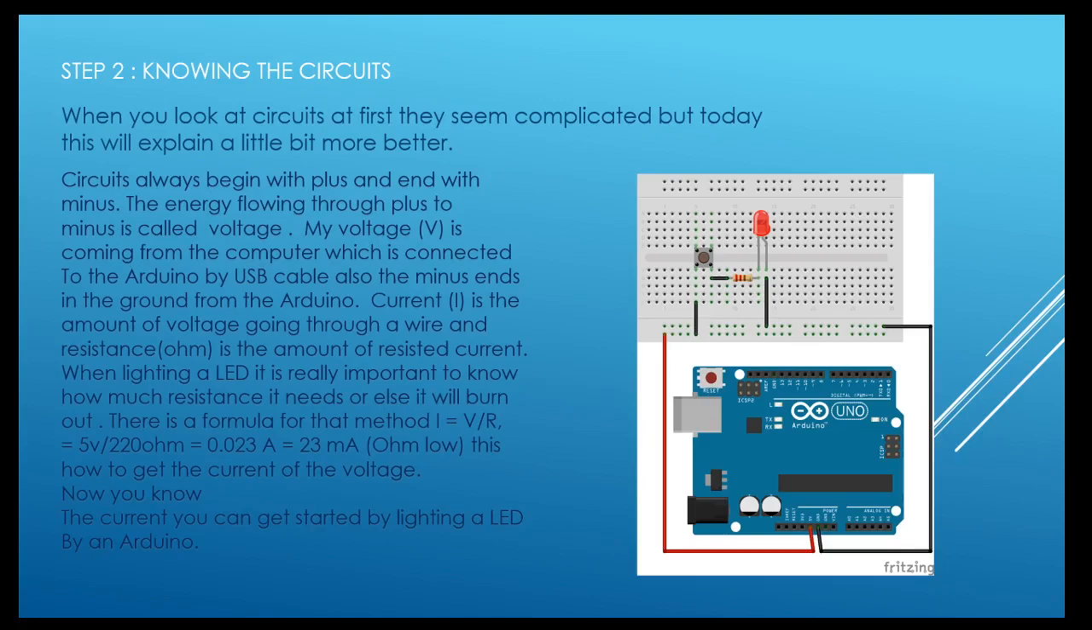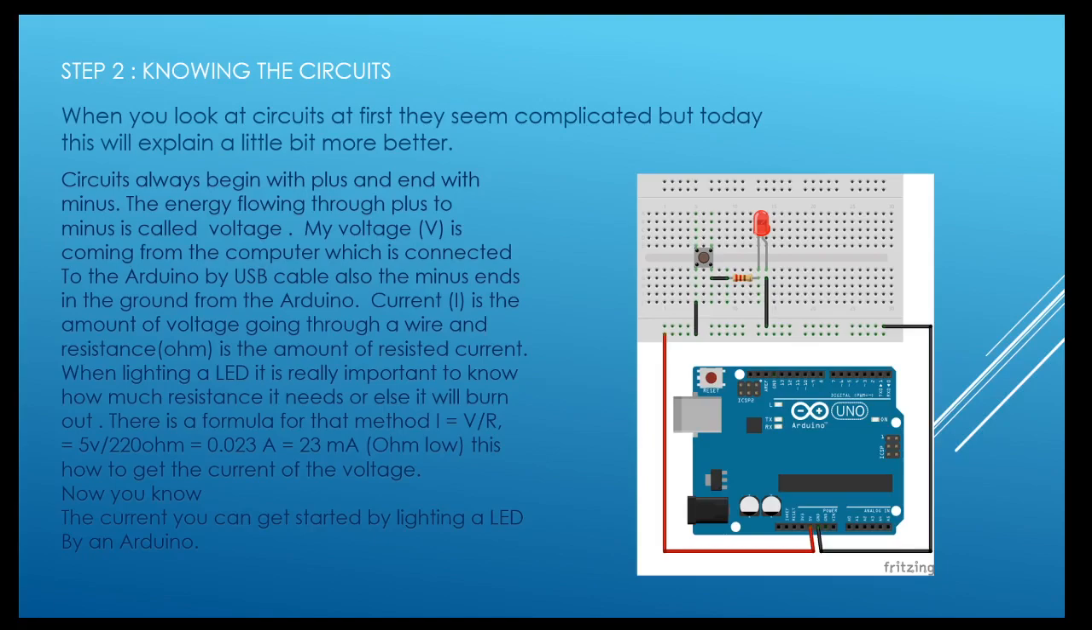There's a formula for that method. So I, which is current, equals V, voltage, divided by R. Wait, what's R again? Oh, technical issue. R, oh, that's ohm. Well, okay guys, it's my mistake.